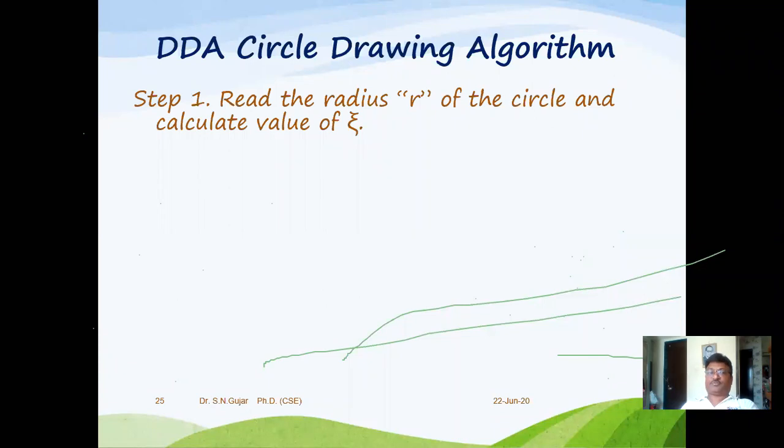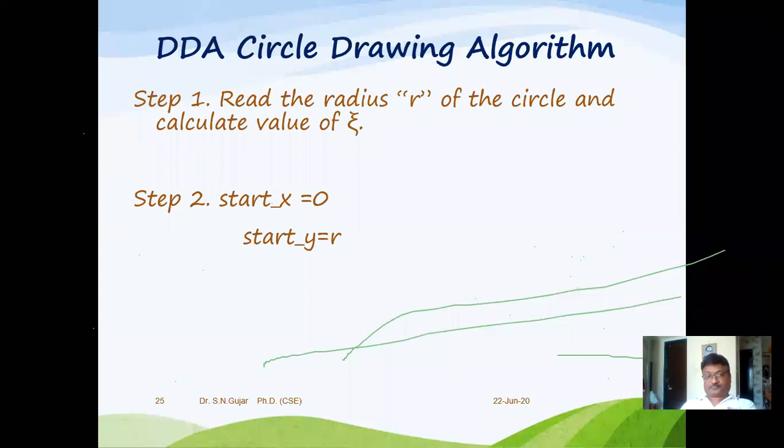And suppose the question is: write the DDA circle drawing algorithm. At that time you have to write this stepwise. Okay. So what are the steps? Read the radius R of the circle and calculate the epsilon value. And in step 2, first of all you have to read that radius and then your center point x and y, and then put start x is equal to 0 and start y is equal to r.